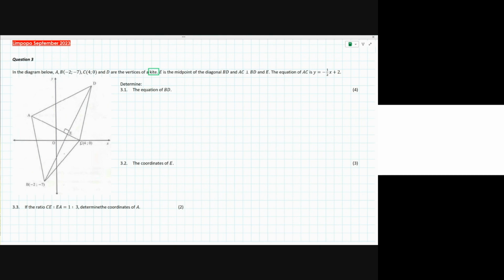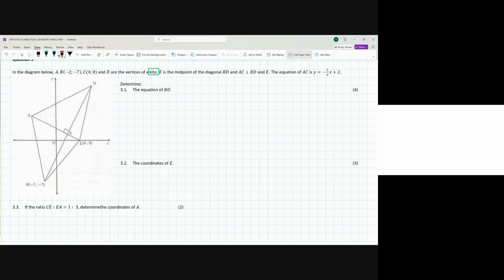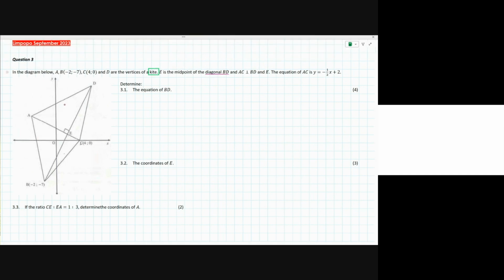Right, E is the midpoint of the diagonal BD. So if we just go to our diagram, diagonal BD, midpoint. So here's my diagonal. And if E is the midpoint, it's cutting it in half. So there we go. That's one of the properties of a kite. And AC is perpendicular to BD. I don't know where I was going with that. Lost a little bit. It's cool.